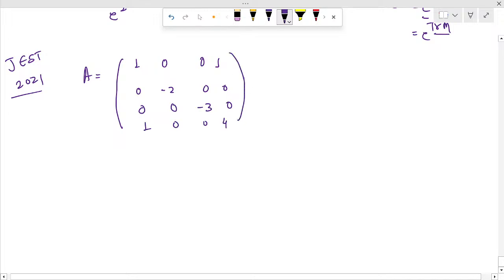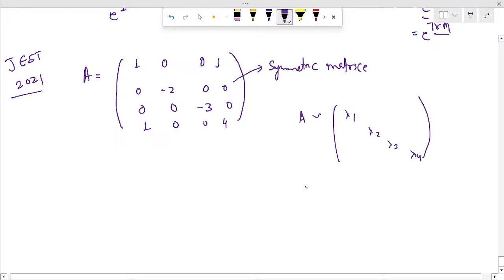Clearly, this matrix is a symmetric matrix. And I'll show later on that symmetric matrices are diagonalizable. So I can diagonalize it, and if I want to take the exponential, then this would be equal to e to the power lambda 1, e to the power lambda 2, e to the power lambda 3, e to the power lambda 4.